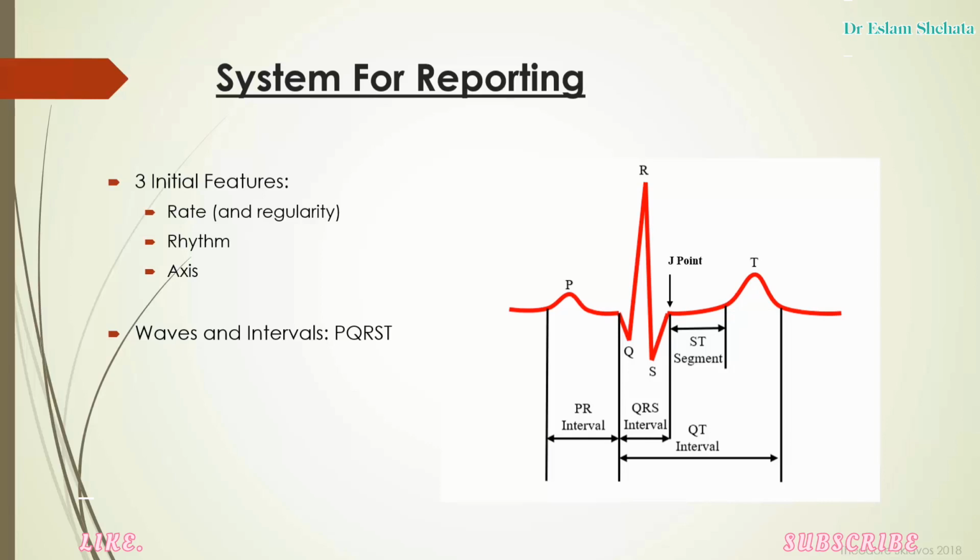So after rate, rhythm, and axis, you move on to waves and intervals. And here they are here. But it's easier just to read them off the ECG rather than trying to memorize a list of things that you have to do. You just start with the P wave. What comes next? The PR interval. Then the QRS complex. Then the ST segment. Then the T wave. And then the QT interval. And you see, by doing this, there's no need to memorize any lists. You just read it off the ECG.